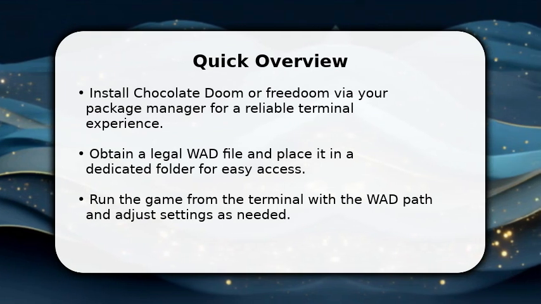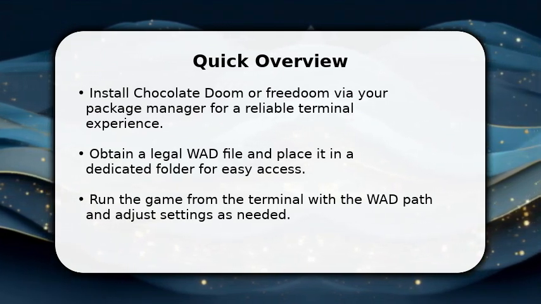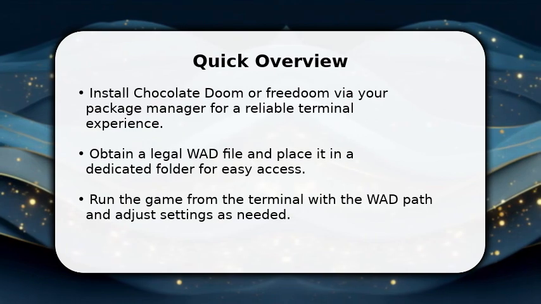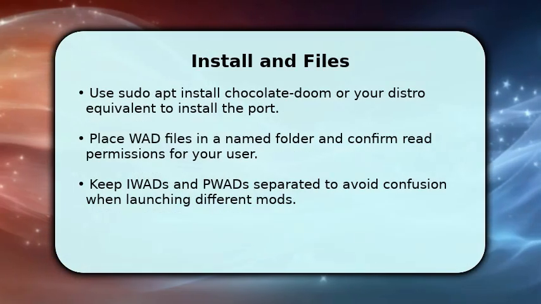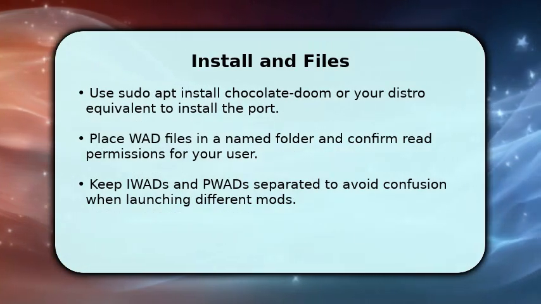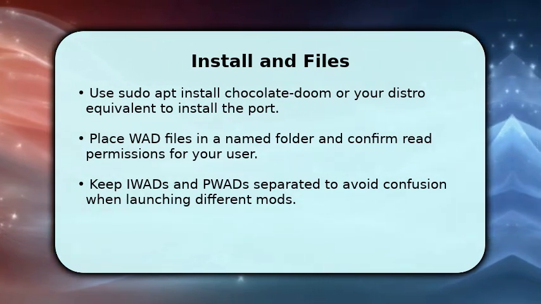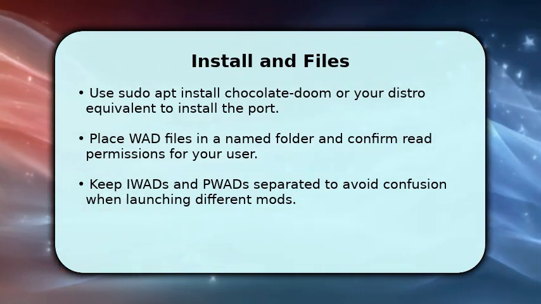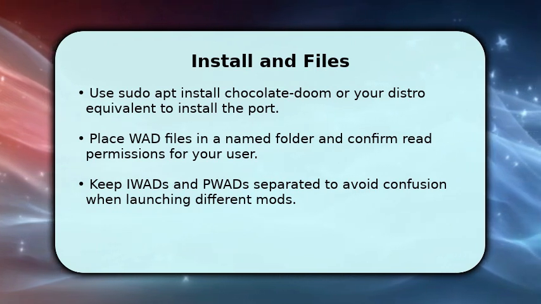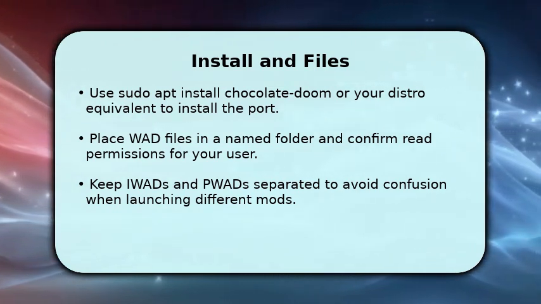I'll guide you through commands, common errors, and simple performance tips so everything runs smoothly. First, install Chocolate Doom or an alternative port using your package manager and confirm the binary runs. Create a folder called Doom WADs or similar and copy your legal IWAD or PWAD files into it, checking permissions so the game can read them.